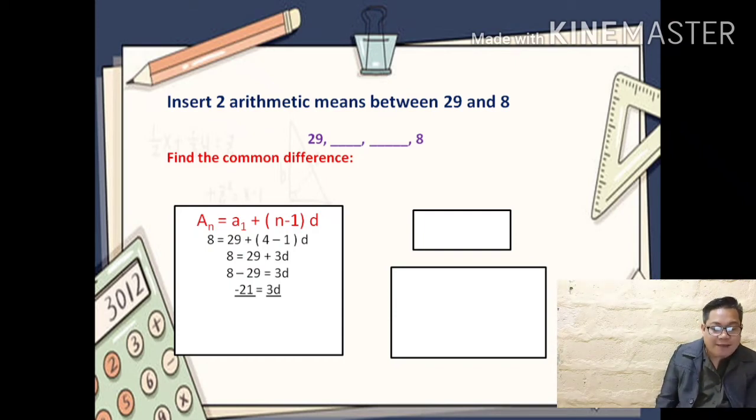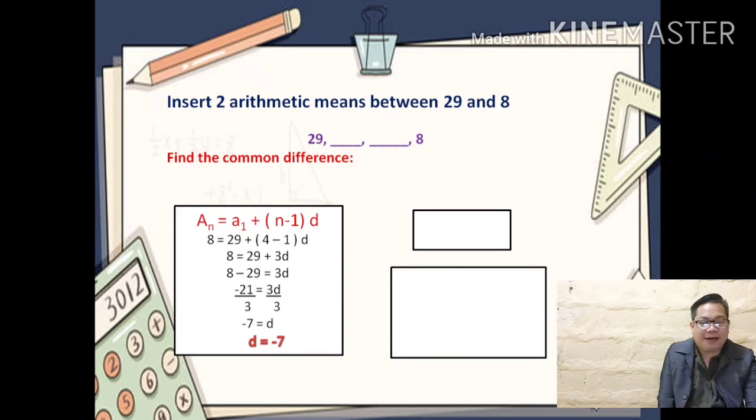So ang kasama ng d ay 3. Therefore, di-divide natin pareho by 3. So magiging d equals, what is the quotient of negative 21 and 3? The answer is negative 7.